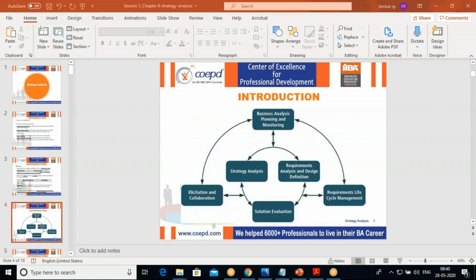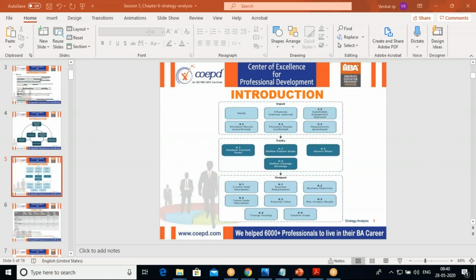For you to understand the knowledge areas, we already know that 6 knowledge areas are there, out of which we covered business analysis planning and monitoring, elicitation and collaboration, and requirements lifecycle management. Now we are working on strategy analysis. Strategy analysis has 4 tasks. One is analyze current state, the second is define future state, the third is assess risks, and the fourth is define change strategy. So we have 4 tasks here.